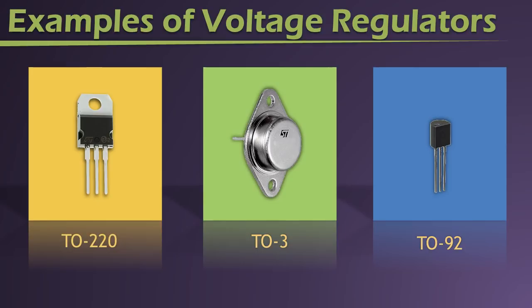So a TO92 can usually, at its very maximum, pass about 500 milliamps, or about half of an amp, which isn't too much, and I wouldn't even get close to that maximum because these packages are really not designed to dissipate too much heat. But for a lot of applications, 500 milliamps or even less than that is more than enough to power your circuit.